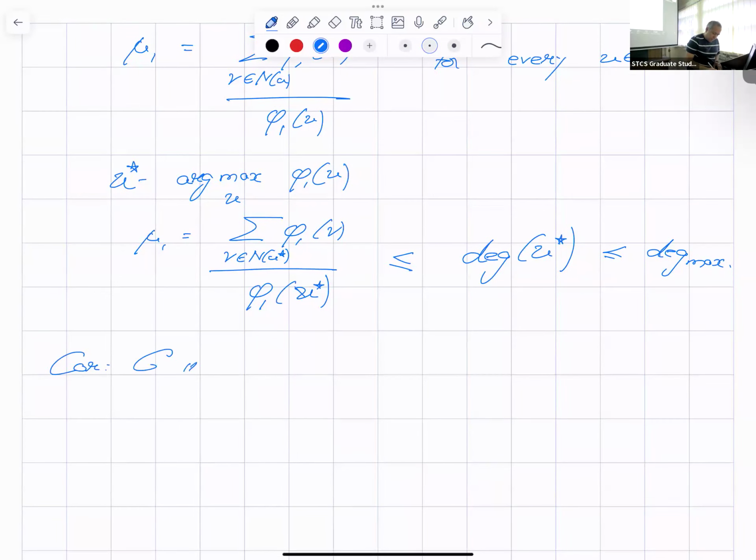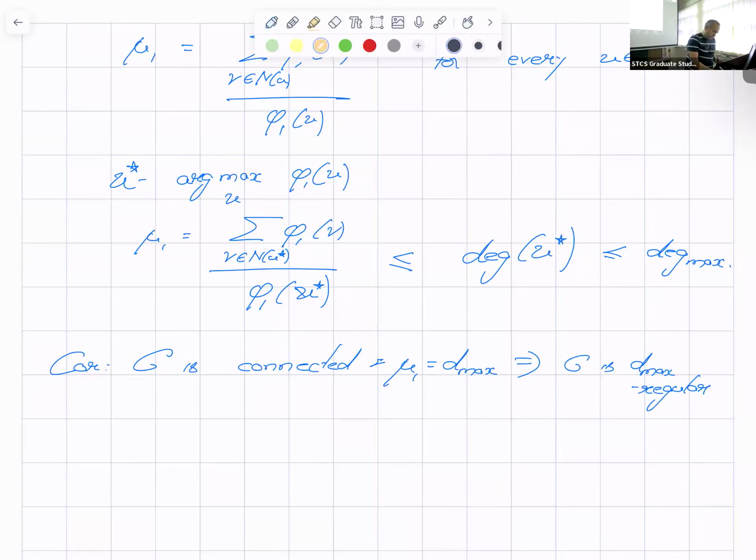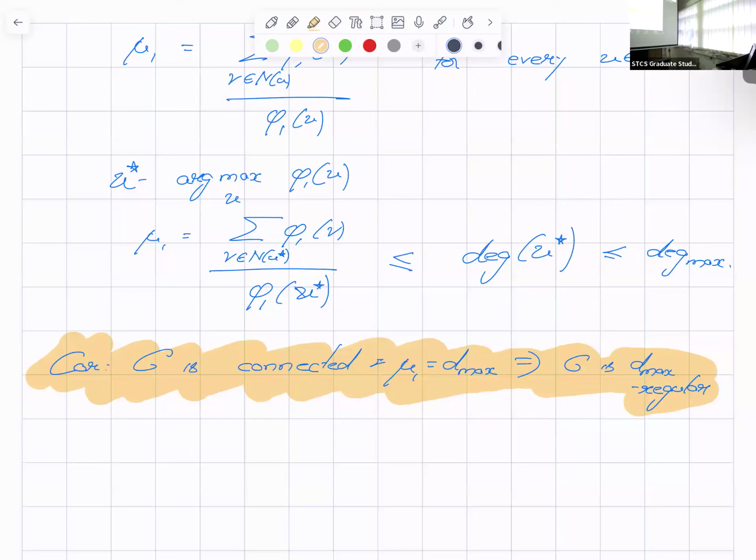If G is connected and mu1 is equal to D max, then G is in fact D max regular. It has to be a regular graph. It has to be fully connected and all the vertices have to have the same degree. This is a very toy example. This is just an example I took to show that looking at even the first eigenvector and eigenvalue gives you some information about the graph. You will see more about this.